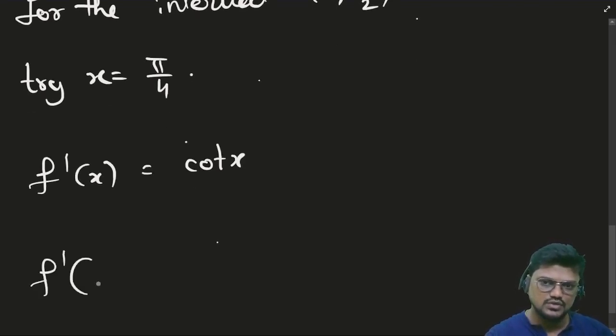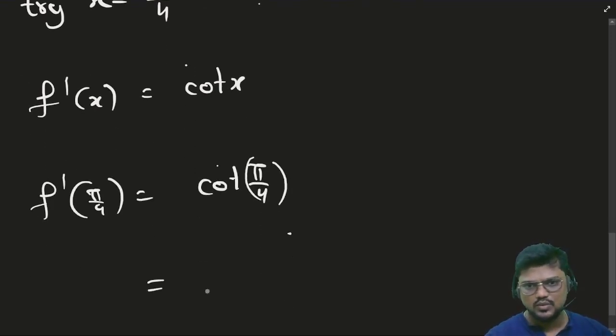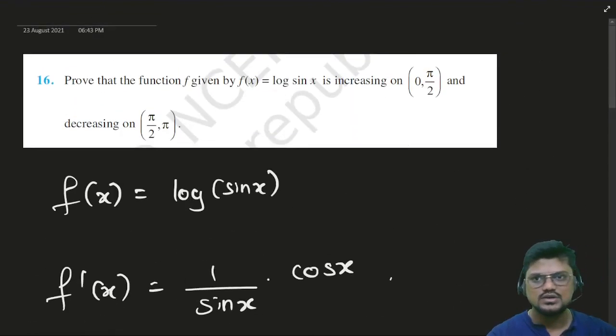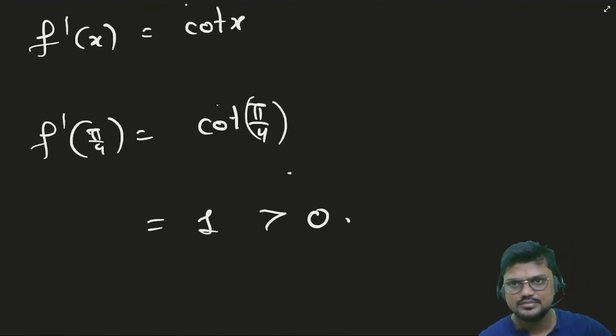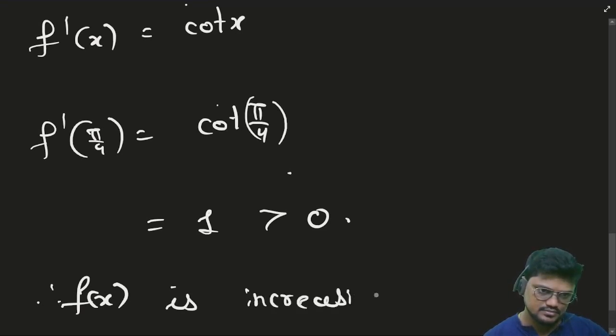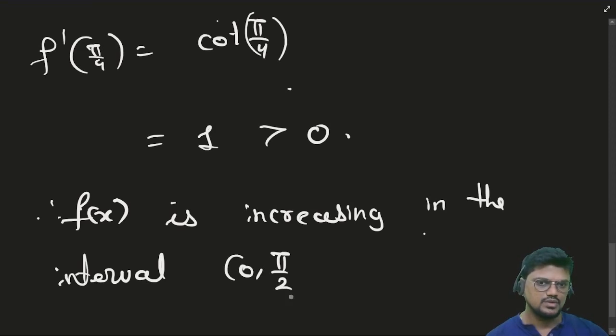So your f dash of pi by 4 equals cot pi by 4, and the value of cot pi by 4 is 1, which is greater than 0. Therefore, f of x is increasing in the interval 0 to pi by 2. That's it. You can write over here.